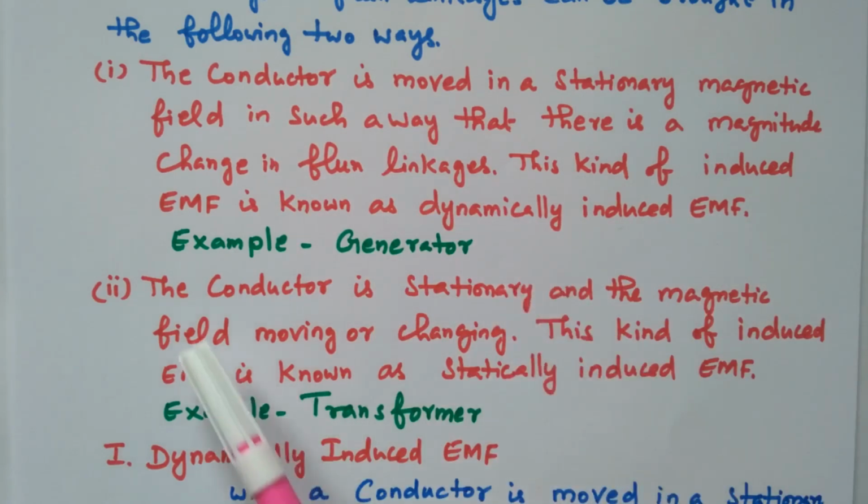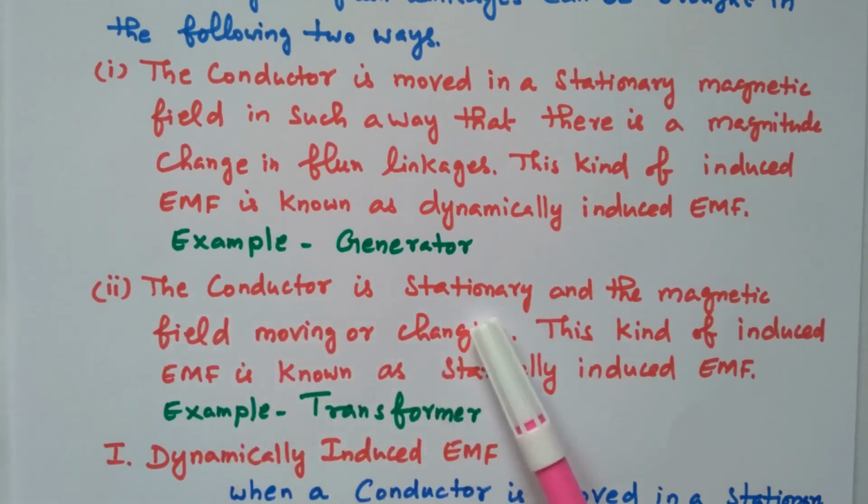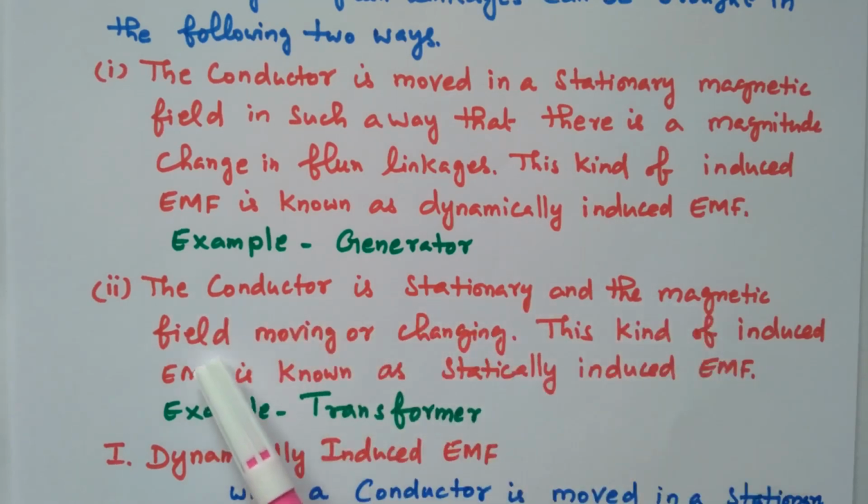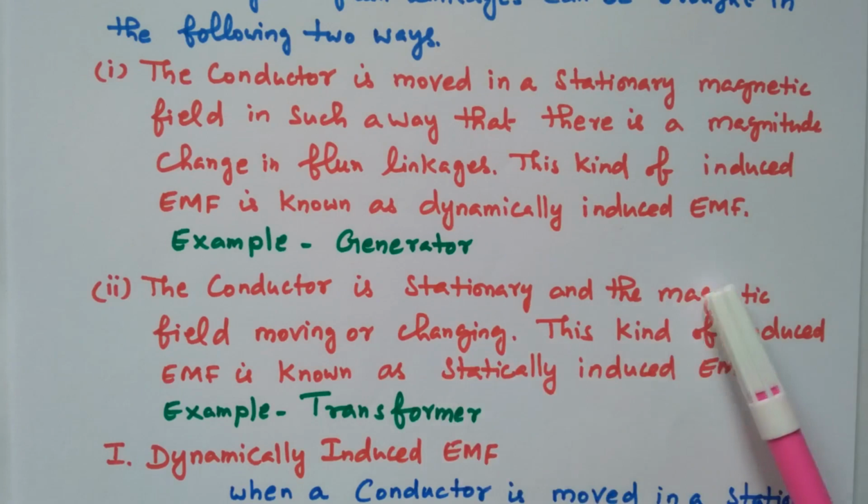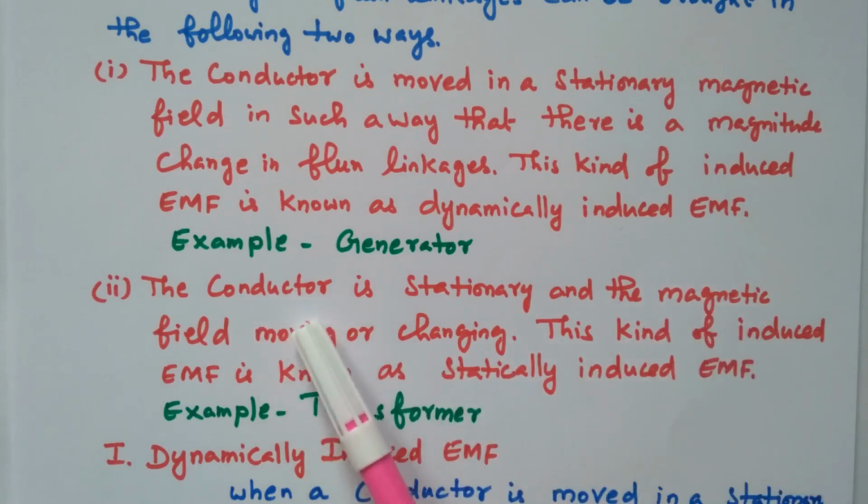In the second case, the conductor is stationary, but the magnetic field is moving or changing. Magnetic field flux linkage is moving from one coil to another coil, but the conductor remains stationary. So this kind of induced EMF is known as statically induced EMF, because the conductor is stationary. So it is applicable in the transformer. Transformer is a static device, not a rotating device.